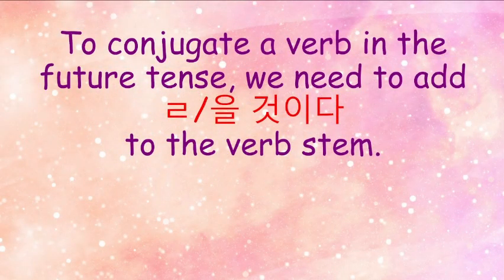Whenever you want to conjugate a verb in the future tense, what you have to do is add either -ㄹ 것이다 or -을 것이다 to the verb stem. Okay, जब भी आपको एक verb को future tense में conjugate करना है तो जो verb stem है उससे या तो आप -ㄹ 것이다 अटैच करोगे या फिर -을 것이다 अटैच करोगे.